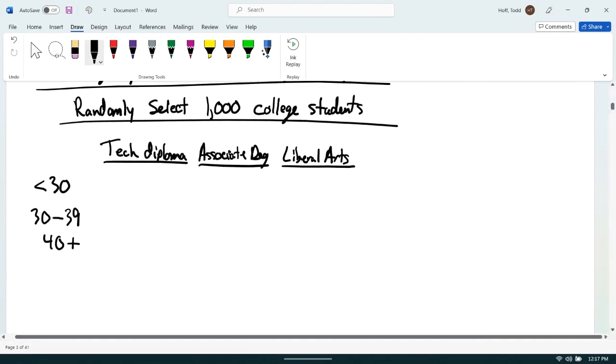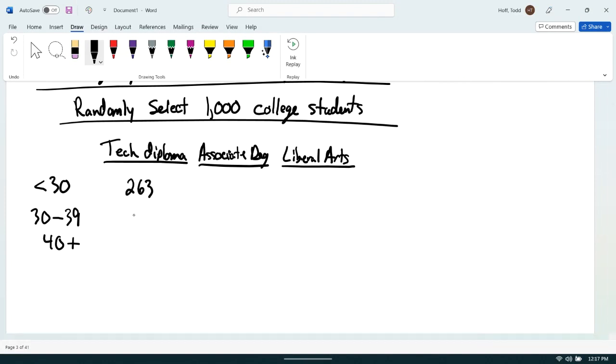And of these 1,000 randomly selected students, 263 were tech diploma students that were less than 30 years old. 148 were tech diploma students that were in their 30s, and 19 were tech diploma students that were 40 or older. Of our associate degree students, there were 208 that were less than 30, 201 that were in their 30s, and 51 that were 40 or older. Liberal arts transfer, we had 78 that were less than 30, 26 that were in their 30s, and 6 that were 40 or older.